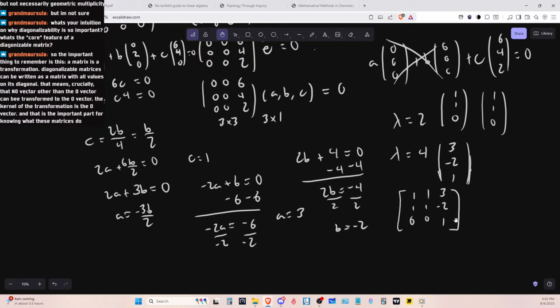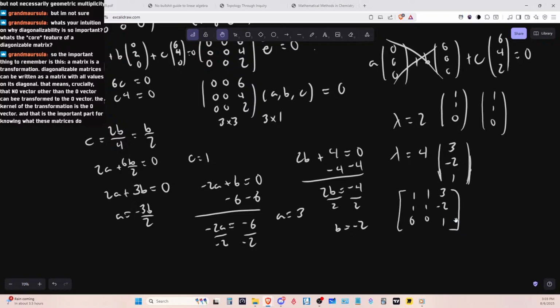So the important thing to remember is this: a matrix is a transformation. Diagonalizable matrices can be written as a matrix with all the values on its diagonal. That means, crucially, that no vector other than the 0 vector can be transformed to the 0 vector. The kernel of the transformation is the 0 vector. And that is the important part, knowing what these matrices do.